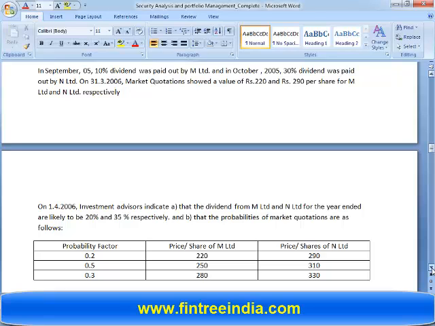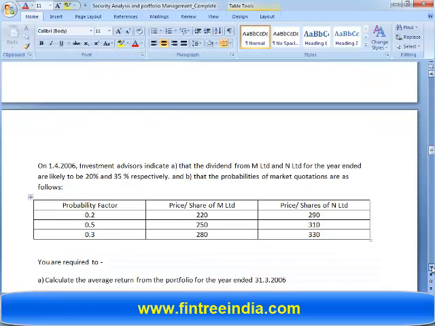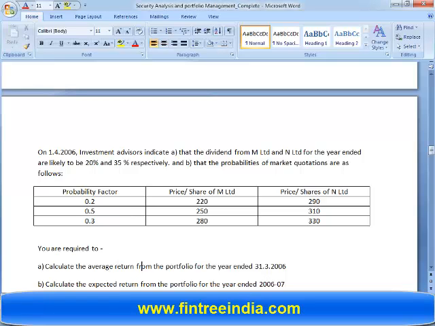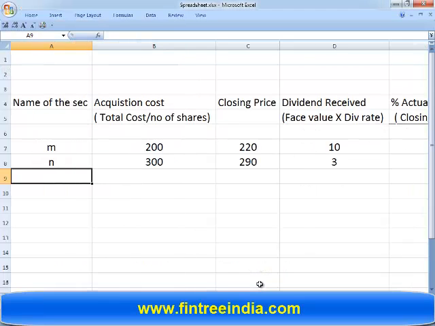On 1/4/2006, investment advisors indicate that dividend from M and N for the year ended are likely to be 20% and 35%. And the probabilities of market quotations as follows. Okay, so we have a probability factor, we have a share price. Now, you are required to calculate average return from the portfolio for the year ended 2006-2007. So again, you can say part B, calculation of expected return for the year ended 2006-07. Okay, so the logic would be same.